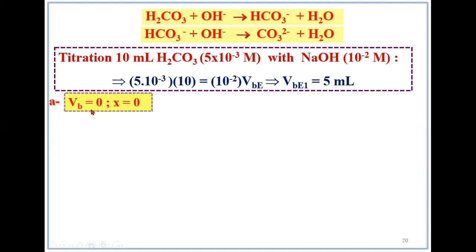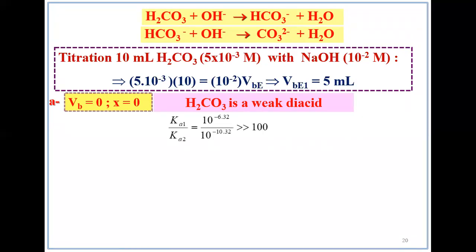Great. At VB equals 0, x equals 0. That means I have only the diacid carbonic acid, and if Ka1 is greater than 100 Ka2, then I can treat it as a monoacid. Honestly, for our course this is a useless calculation. It's important for our theory, but calculation-wise you don't have to do it because we never give you a case where you have to consider the two acids at the same time. One is enough to calculate my pH.